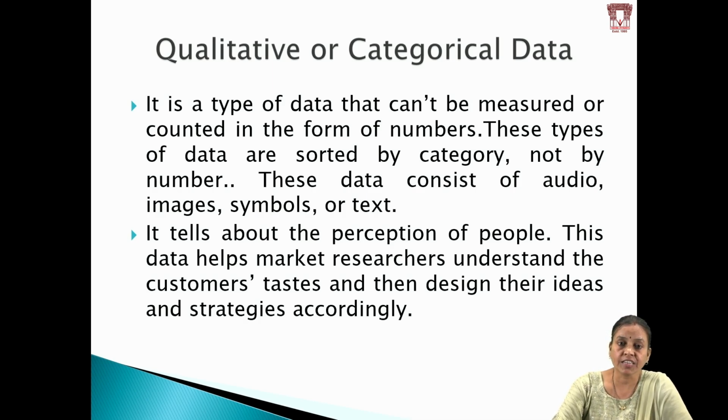Categorical data is a type of data that cannot be measured or counted in the form of numbers. This type of data is sorted by category, not by numbers. These data consist of audio, images, symbols, or text. It also tells about the perception of people. It helps market researchers to understand customer taste and design their ideas and strategies accordingly.